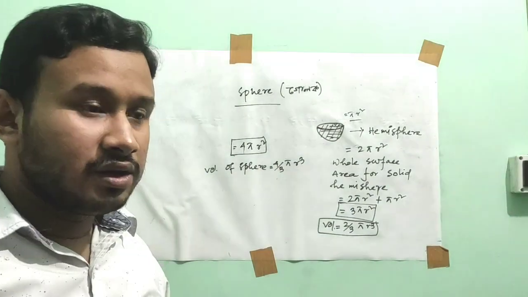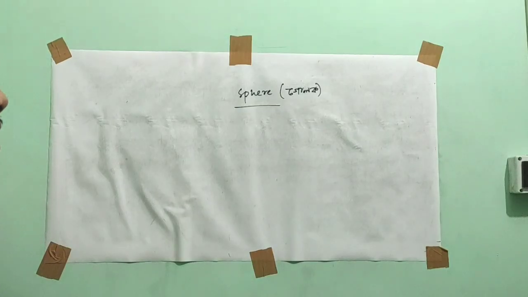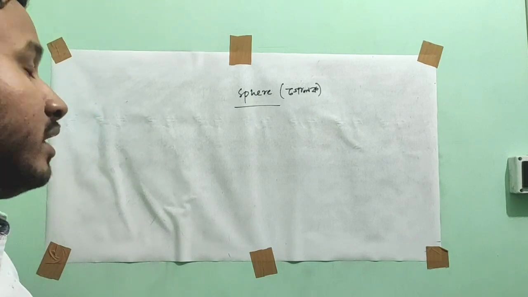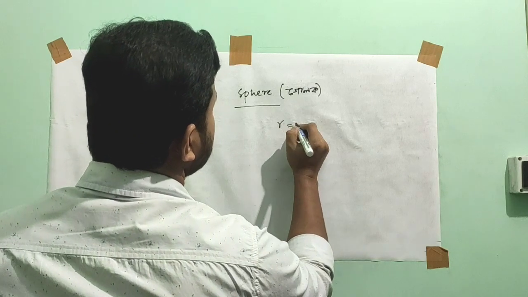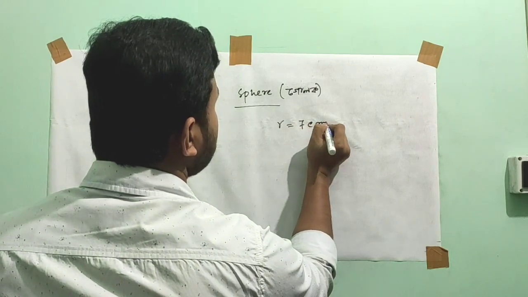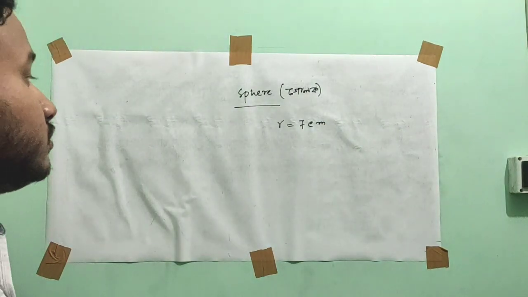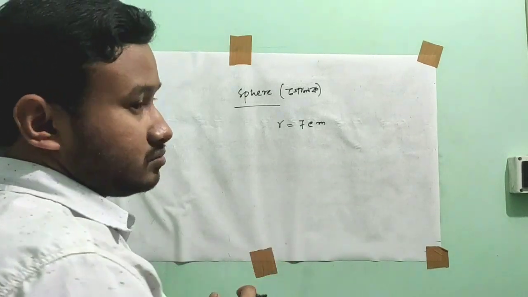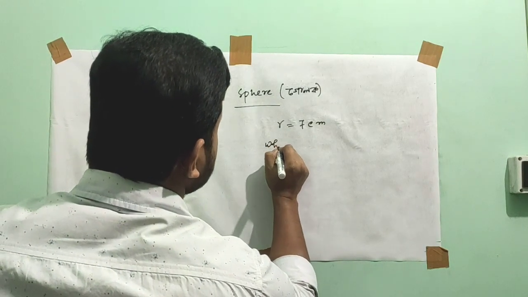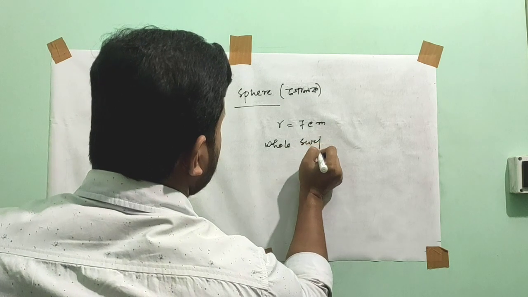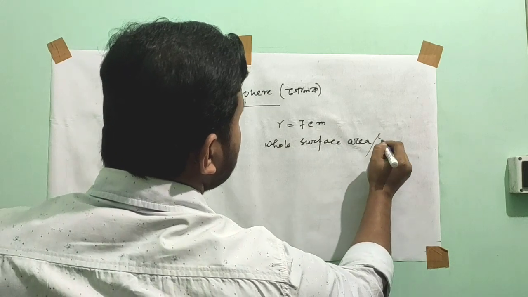Okay, now let's try to solve a problem. Suppose you are given a sphere of lead and the radius of this sphere is 7 centimeter, and you have to find out the whole surface area and volume.